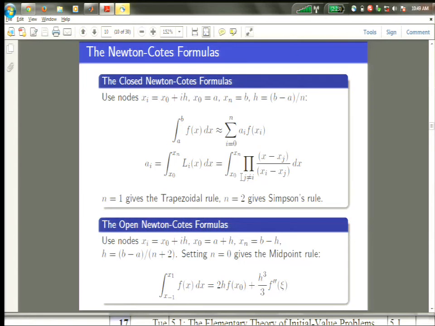For whatever reason, you might choose to say, hey, I don't like A and B. Why don't we just skip those? And you put n points in between. And those are the ones you use. Well, that's the open Newton-Cotes formula.